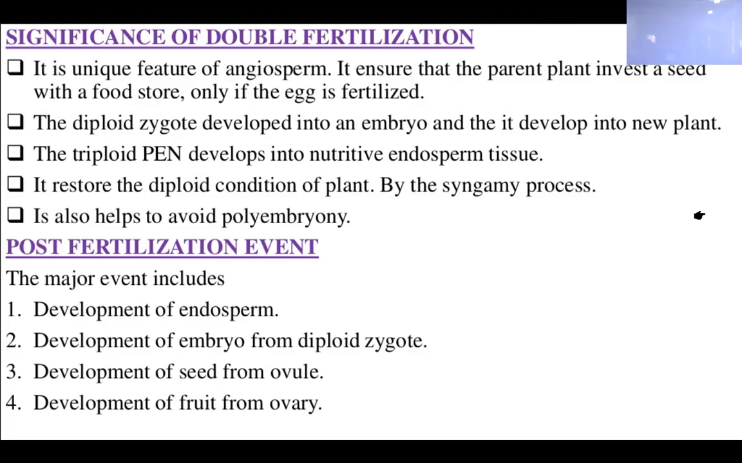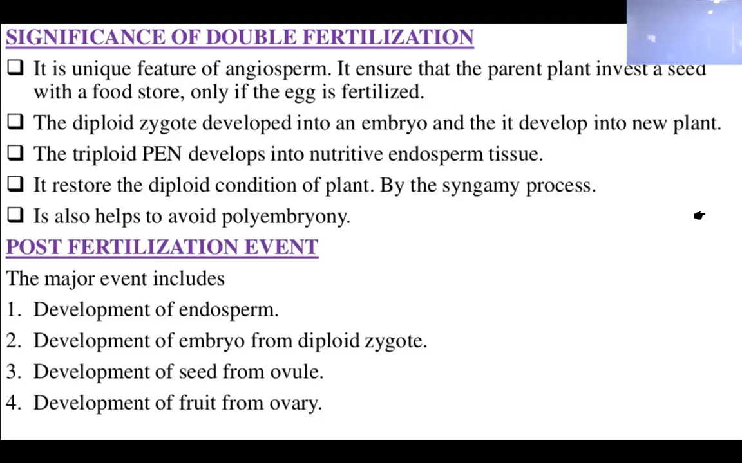Yes, I had discussed this with you in advance. Endosperm means what? Nutritive value only. So nutritive endosperm tissue restores the diploid condition of the plant by the syngamy process. It also helps to avoid polyembryony.